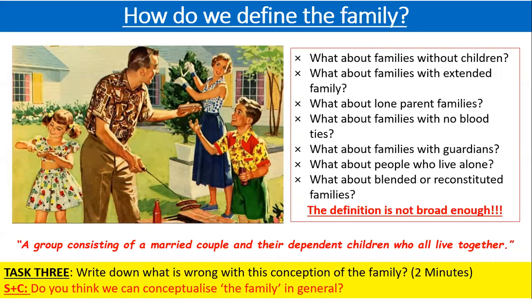Right, so here are some of the issues with this definition. What about families without children? Families with extended families? So that might be grandparents, aunts, uncles living with you. What about families with no blood ties? So friends, you might be living with your friends. What about families with guardians? So that might be adopted or godparents.